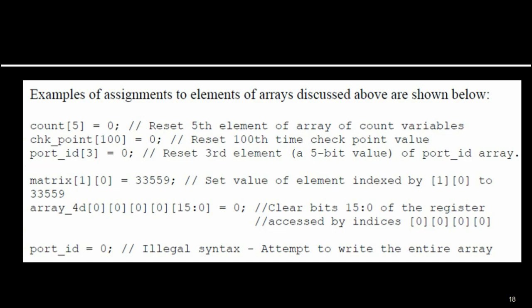Then matrix 1 0 equals 33559 sets the value of the element indexed by matrix 1 0 to 33559. Then array 4D 0 0 0 with bits 15 to 1 equal to 0 clears bits 15 to 1 of the register accessed by the 4-dimensional array 0 0 0. Then port ID equals 0 is illegal syntax, as it attempts to write the entire array. The array is not indexed directly, only the array name is given, so it is illegal syntax.